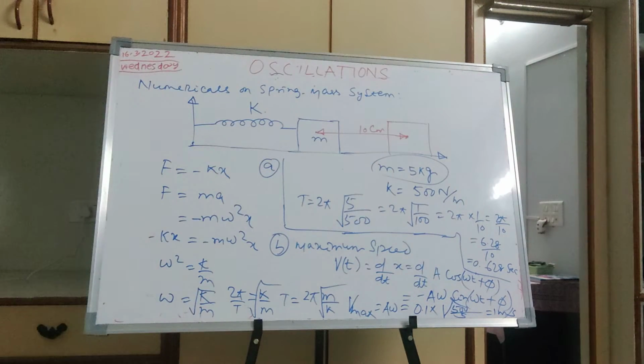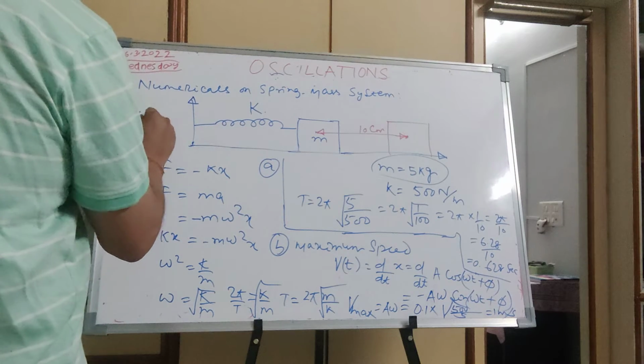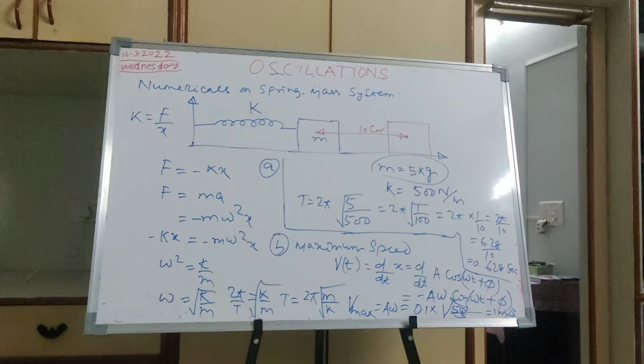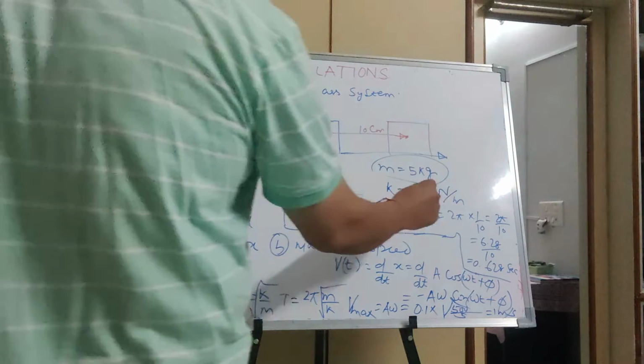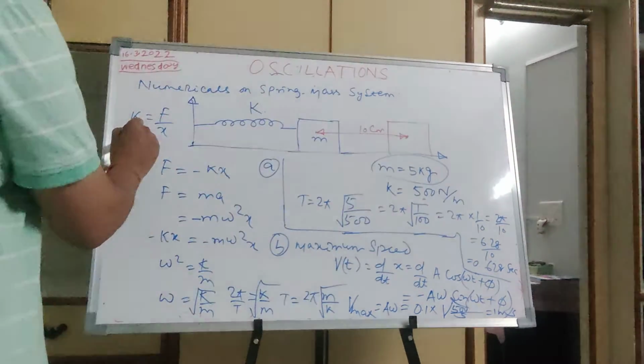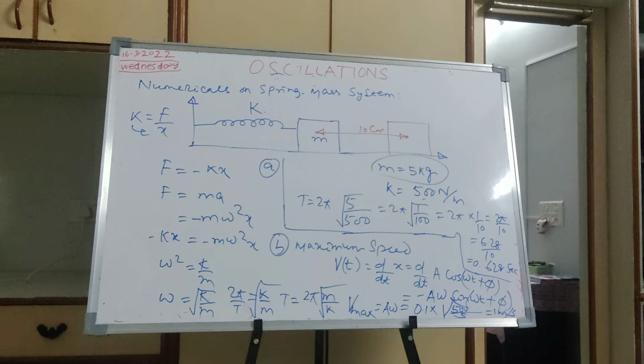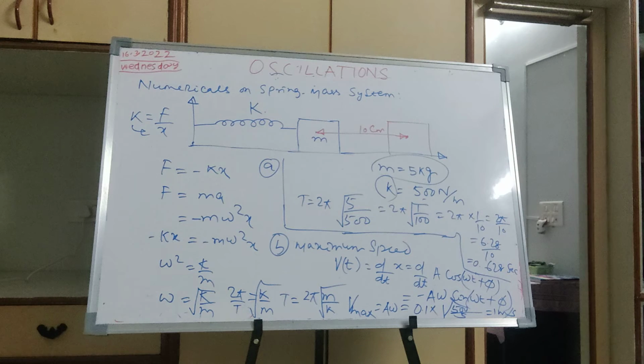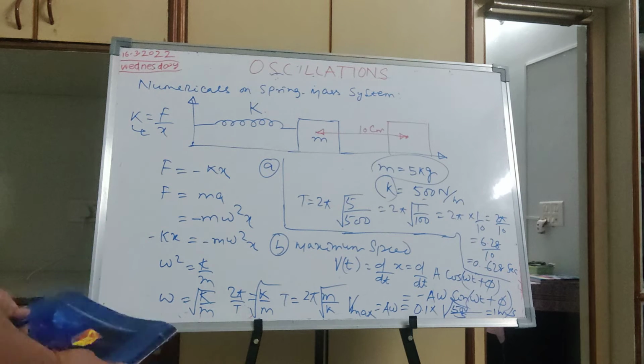And the spring, as I have told already, spring stiffness is nothing but force per unit displacement. The stiffer the spring, the more force you have to apply for unit displacement. So in this case, the stiffness of the spring is 500 newton per meter.